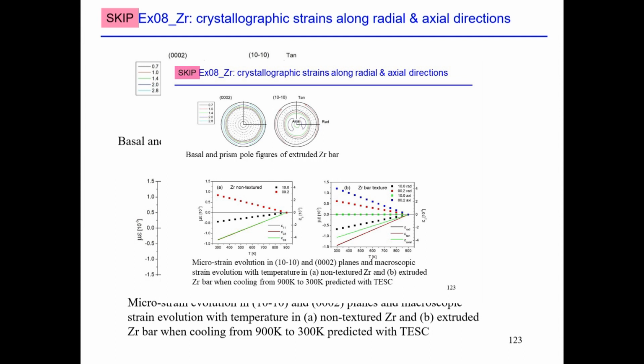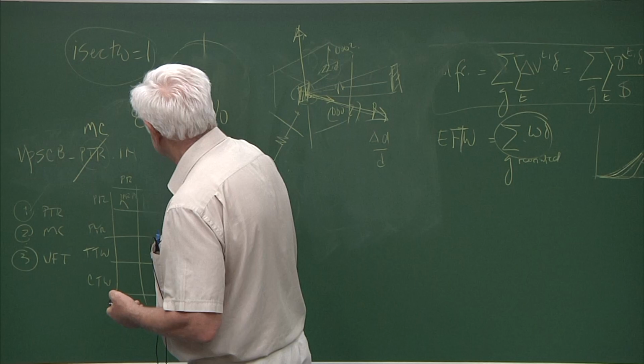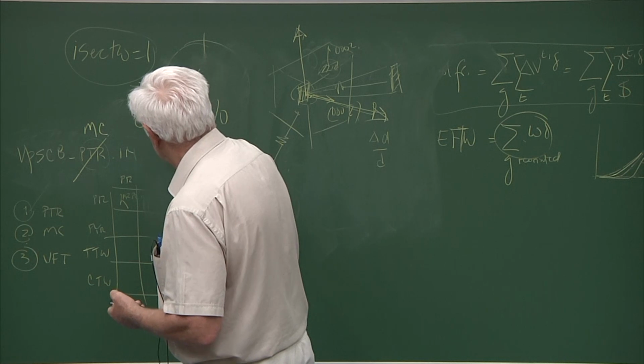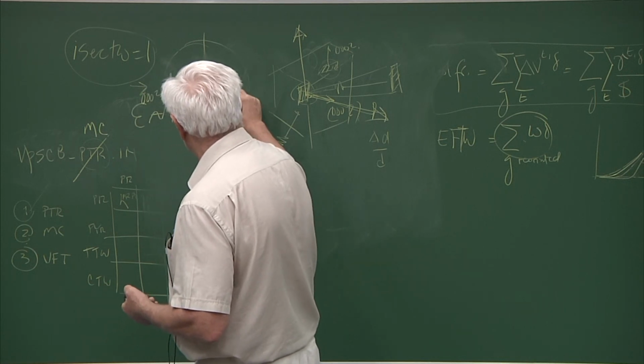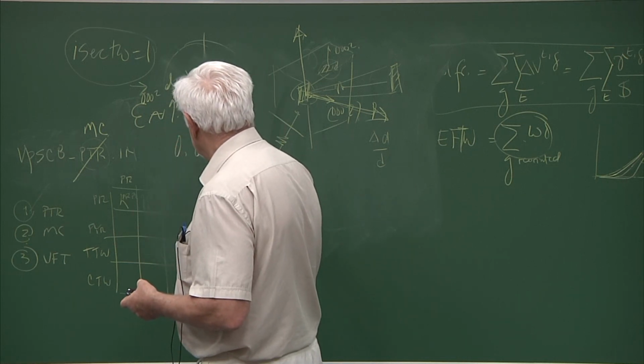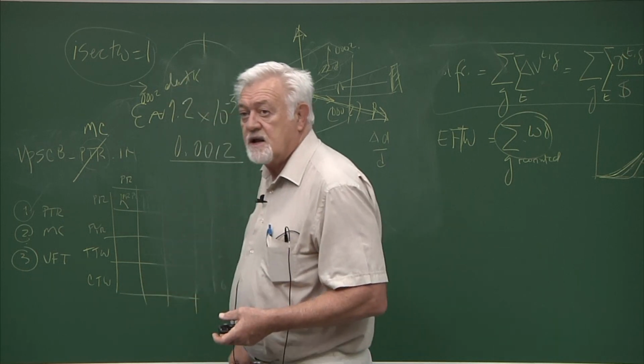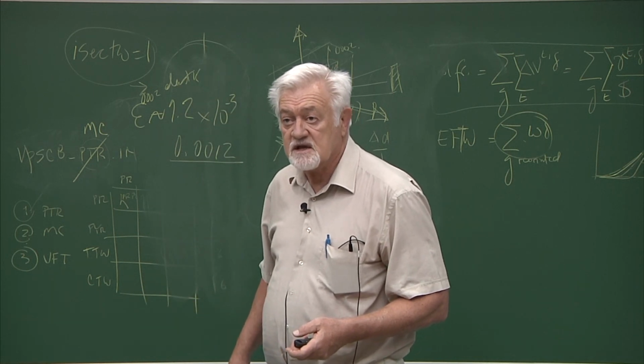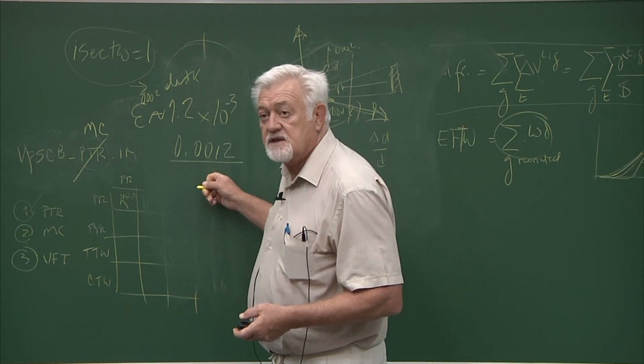So it's not isotropic anymore. Now look at these values along the axial direction. The strains in the prismatic planes are of the order of 1.2, 1.3 times 10 to the minus 3. So the elastic strain ε is about 1.2 times 10 to the minus 3, so that is 0.012. Now that is a lot of elastic strain. For elastic strains, that is a lot.